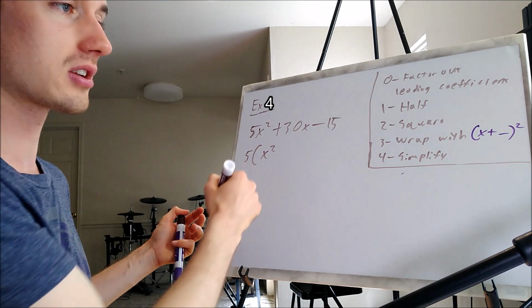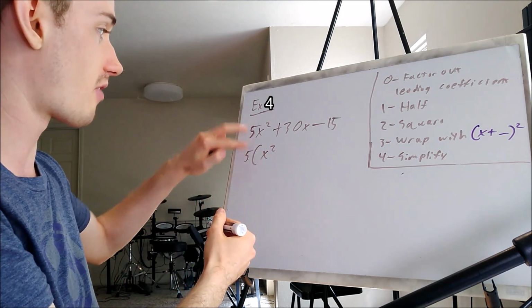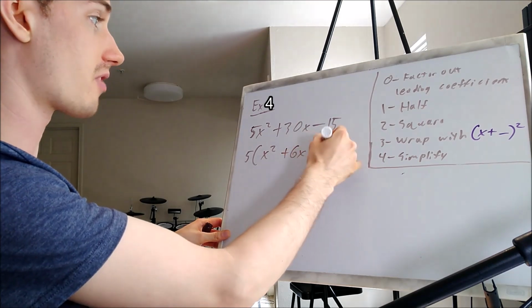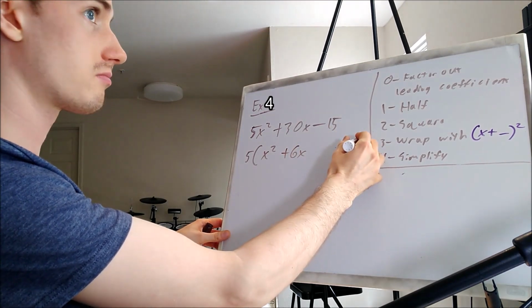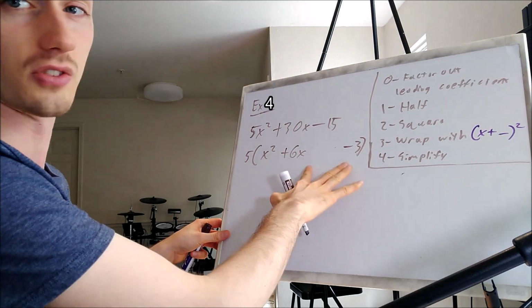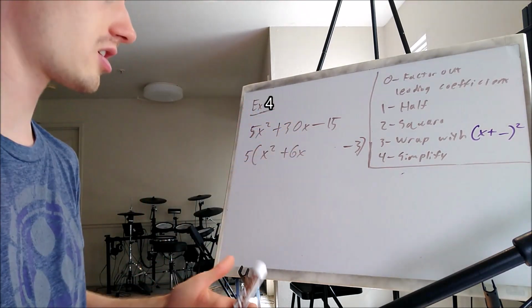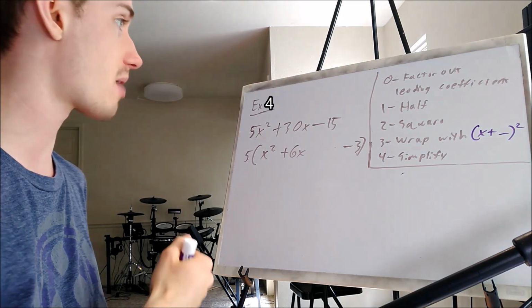And you can think of factoring as like dividing the number out. So 5 divided by 5 is 1, 30 divided by 5 is 6, negative 15 divided by 5 is negative 3. And again, I'm going to leave a little bit of space so I can plug in some other terms there. So that is step 0, and that's all that is.